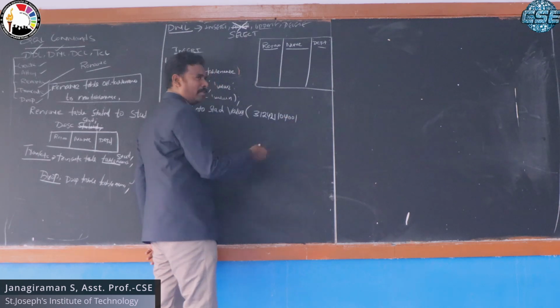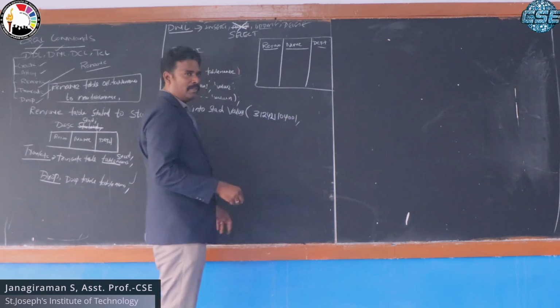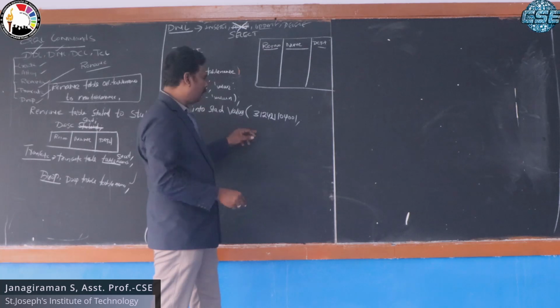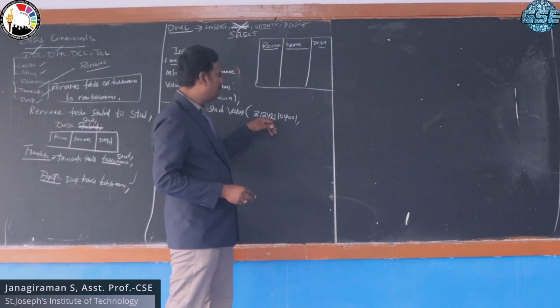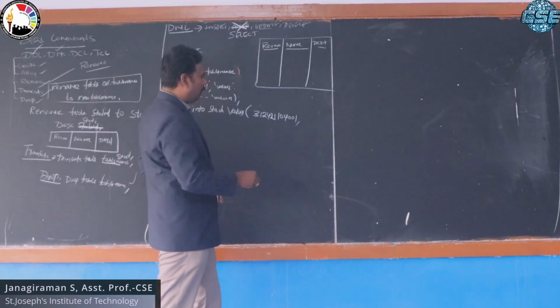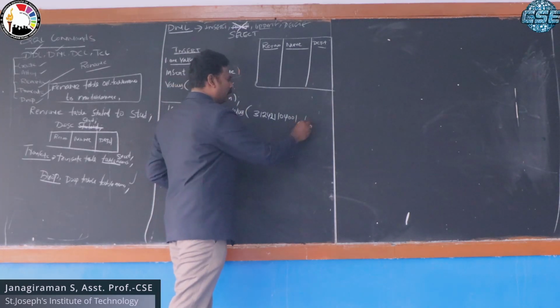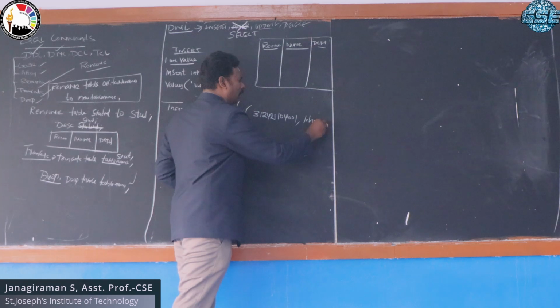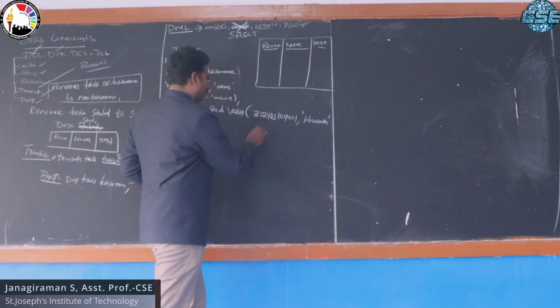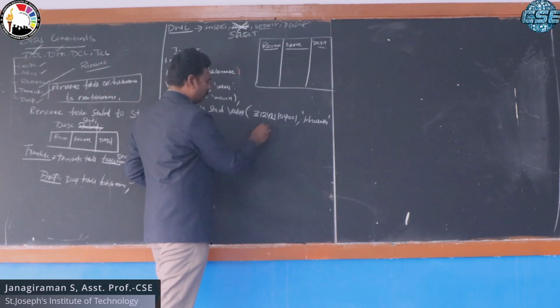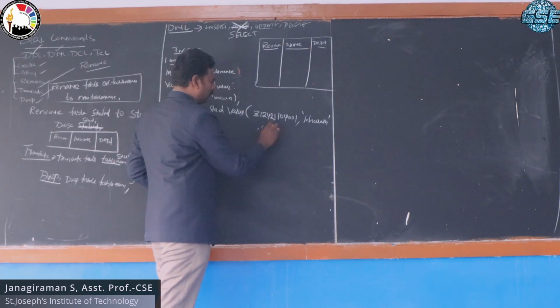3124, 21-104-001. For example, I'm writing some number. It belongs to St. Joseph Institute of Technology. So this is one of the register numbers under St. Joseph Institute of Technology, CAC department. Then name, maybe Bharat. Then department, CAC.